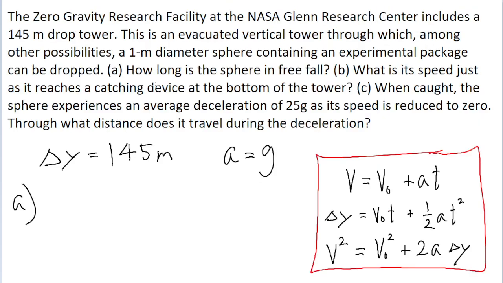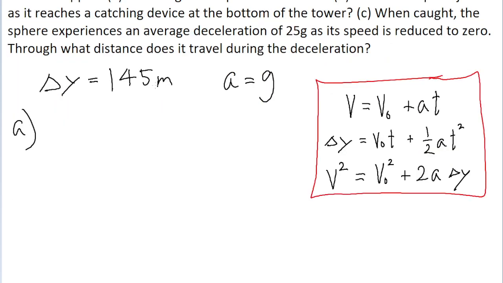So to find the time it takes for the sphere to hit the bottom, we're going to need to pick the right equation for us to use. Recall that for these types of problems, the best equation to use is going to be the one that has all the variables we're given, the variables we know, and the variable we are trying to find. And the one that seems to fit the bill the best in this case is the second equation, because we know delta y, we know the acceleration, and we're trying to find time. And since the object is dropped from rest, we can assume that the initial speed is 0.